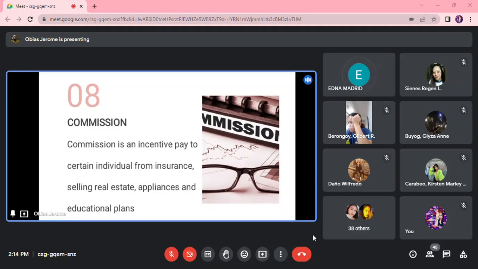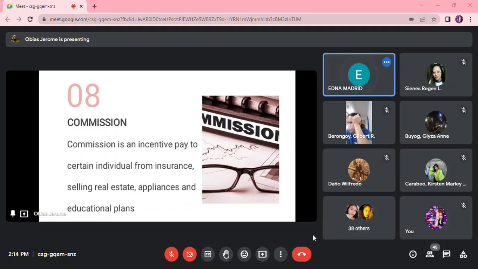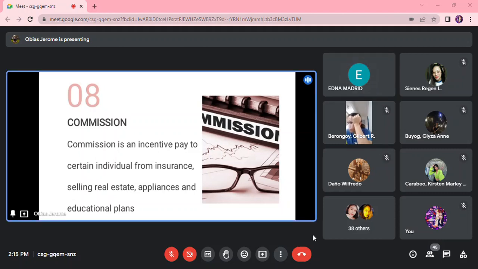So, yung commission naman, commission is an incentive paid to certain individual from insurance, selling real estate, appliances, and educational plans. So, pag sinabi naman natin commission, ito yung bayad sa atin galing sa nabenta nating produkto. Ito din ay depende sa napag-usapan nyo ng employer mo. Halimbawa, may nabenta kang sakyan o kaya kondo, may matatanggap kang commission doon. So, halimbawa, yung kondo worth 1 million, tapos ayon sa kontrata nyo na every benta mo, may 30,000 ka.